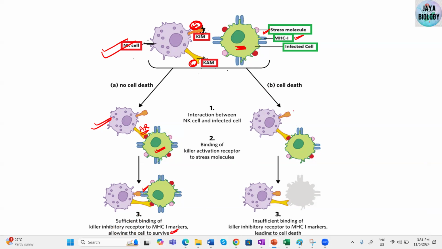Now, see the next process. Again the activating receptor will bind to the stress molecule and the inhibitory receptor is not able to bind anywhere. Then what will happen? It will lead to cell death because there is no MHC1 marker. So cell death is there.